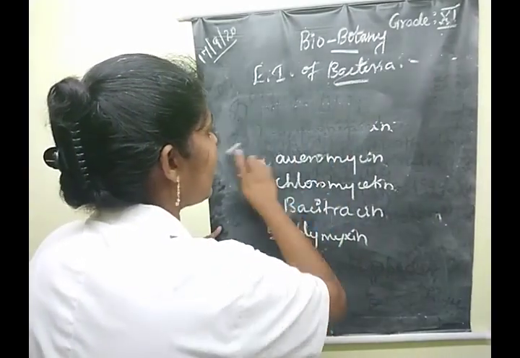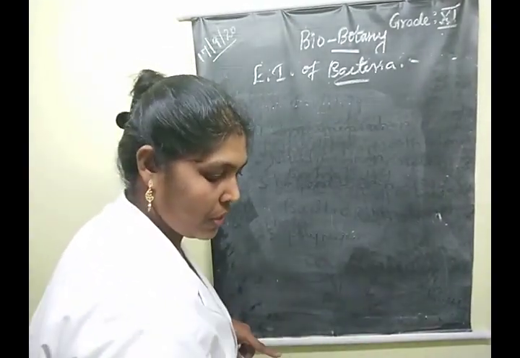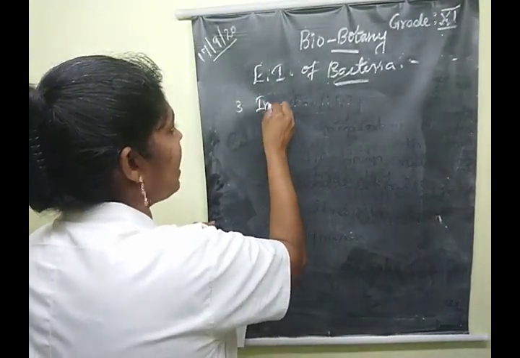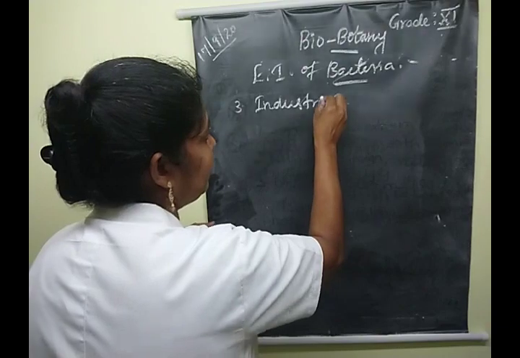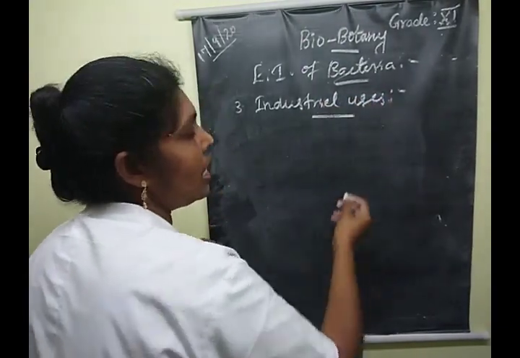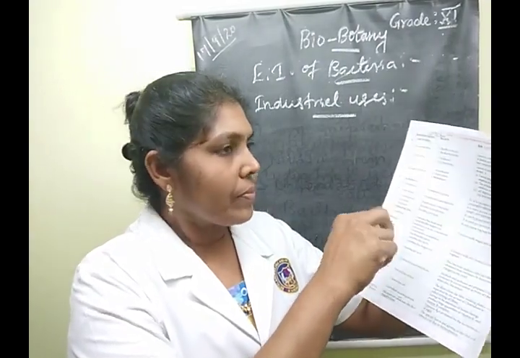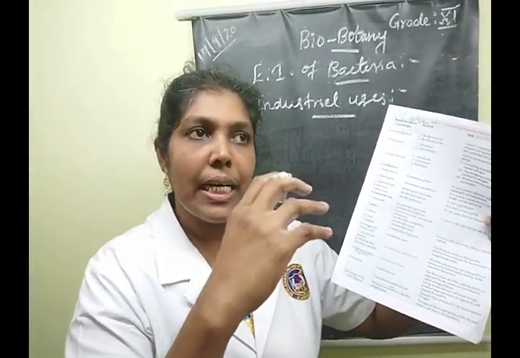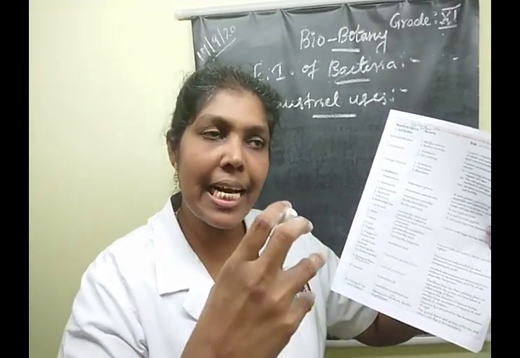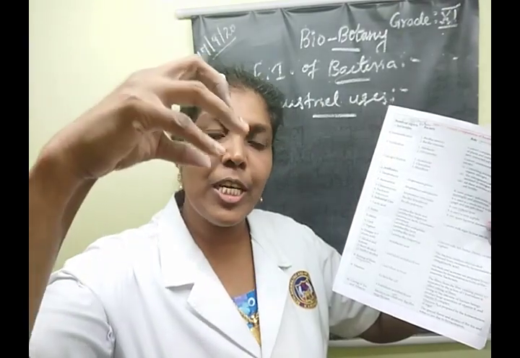The next one is industrial uses. This industrial uses means mainly the bacterial cells, the things in normal life where we use some bacteria. What conversion happens? So here they are mentioning the first one, lactic acid. That's the lactose present in milk, which is converted into lactic acid.